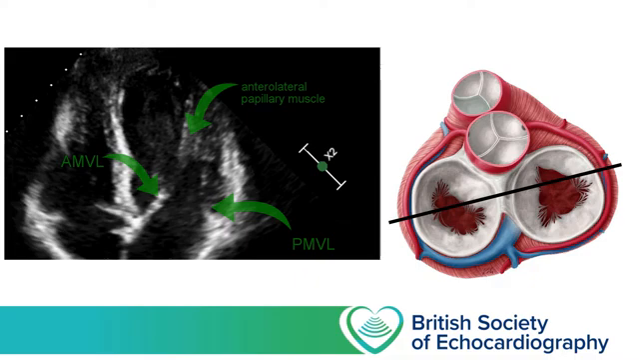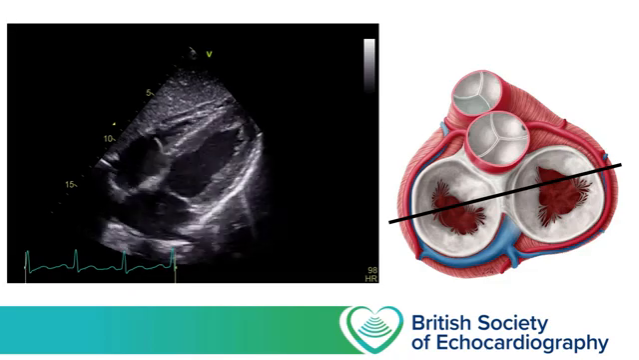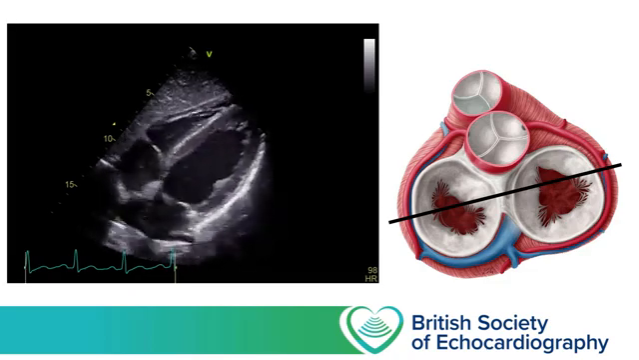In this view we can often see the anterolateral papillary muscle projecting into the LV cavity and sending chordae down to the valve leaflets. We can achieve a similar four-chamber view utilising the subcostal window, which again leads us to cut obliquely through the mitral valve.